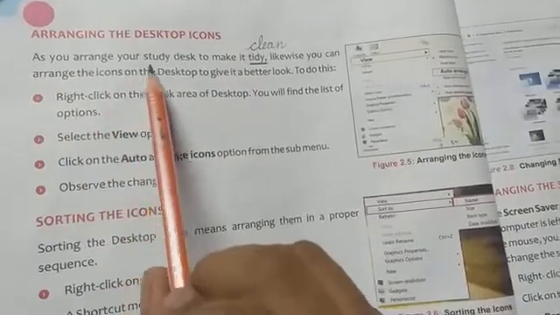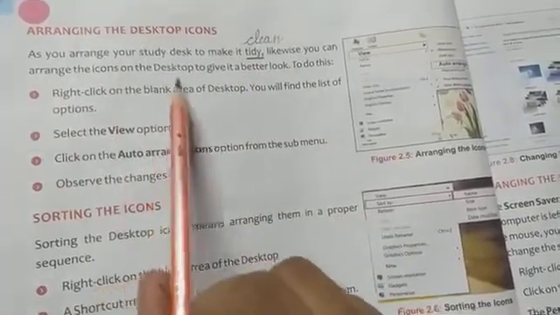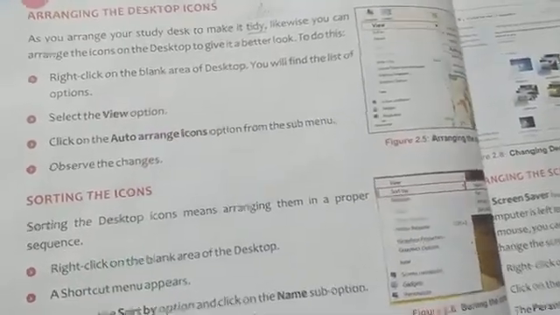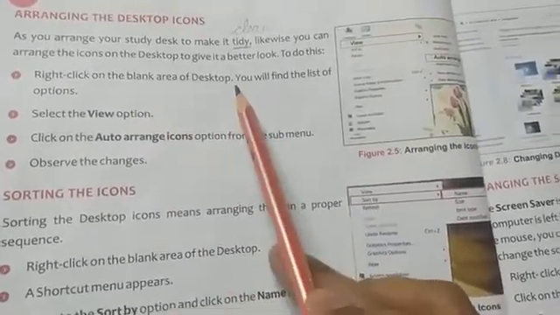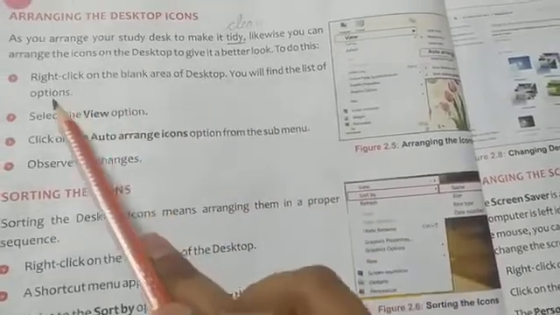So as you arrange your study desk to make it tidy, likewise you can arrange the icons on the desktop to give it a better look. To do this, firstly we have to right click on the blank area of the desktop. Mouse की help से हमने क्या करना है? Right click करना है. Then options will be displayed.